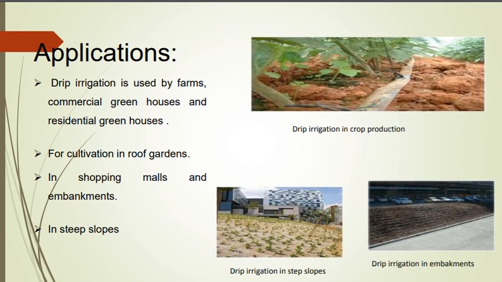Next, we'll see the application. Drip irrigation is used by farms, commercial greenhouses, and residential greenhouses, for cultivation in roof gardens, in shopping malls and embankments, in steep slopes.